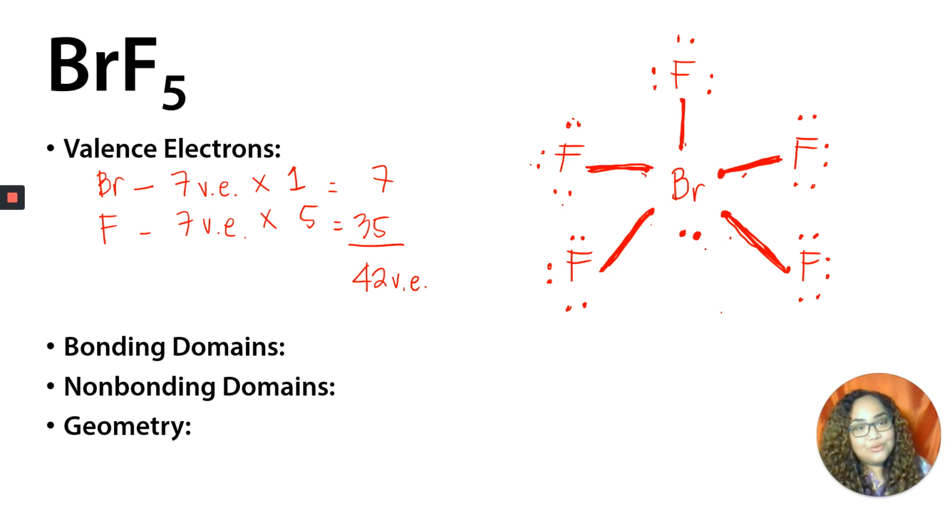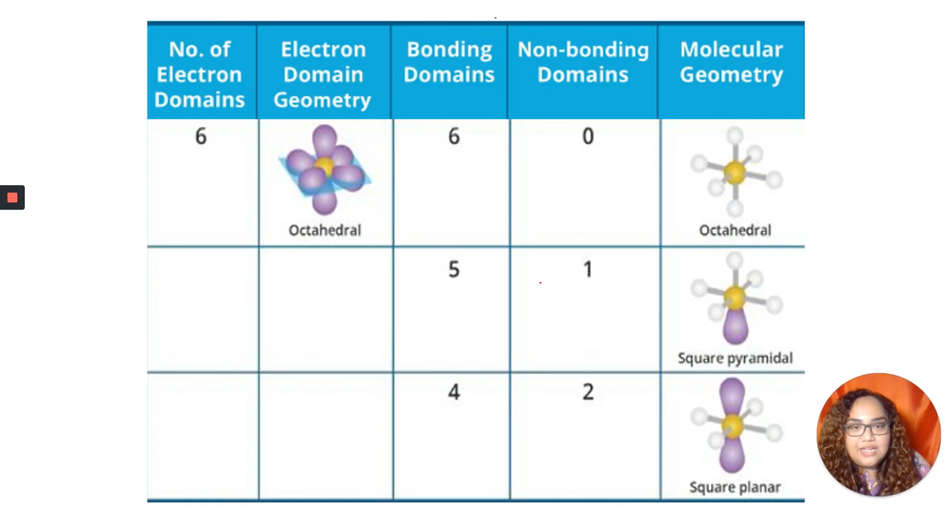So there are 2 valence electrons in bromine that don't really bond with other atoms. So you see, okay, how many bonding domains are there that connect to bromine? There are 5. So each fluorine atom bonds to bromine. That would be 5. How about non-bonding domains? So this one, only one pair is not bonding. So that would be 5 and 1. So let's look at the chart. So this is 5 and this is 1. So basically the geometry of that molecule will be octahedral, and specifically it would be square pyramidal.